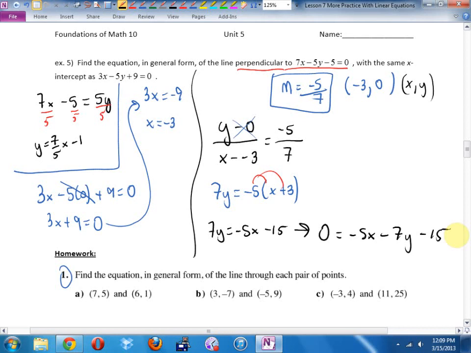Okay? So about the toughest I can give you, Katie, is to disguise the slope and disguise the point in two different equations.